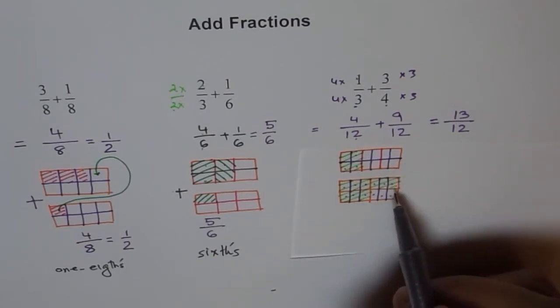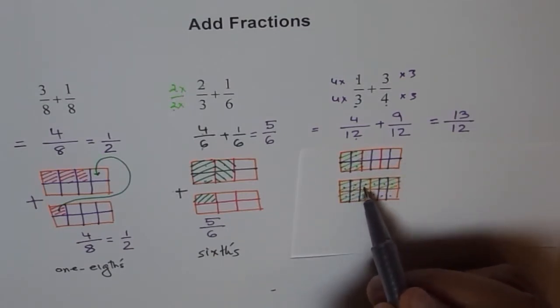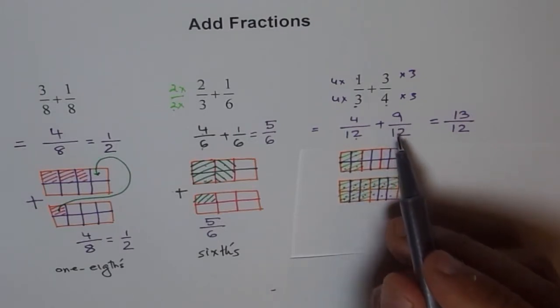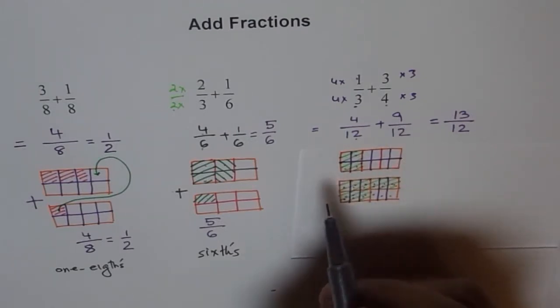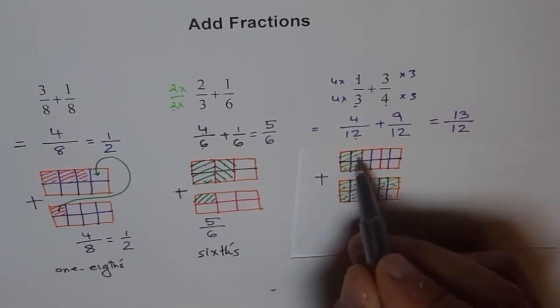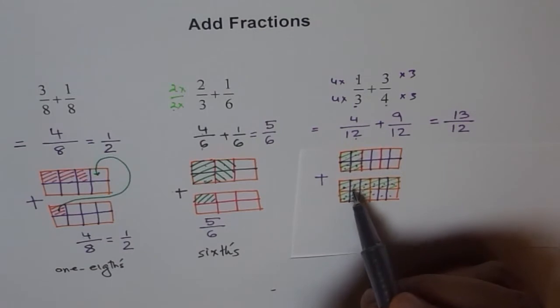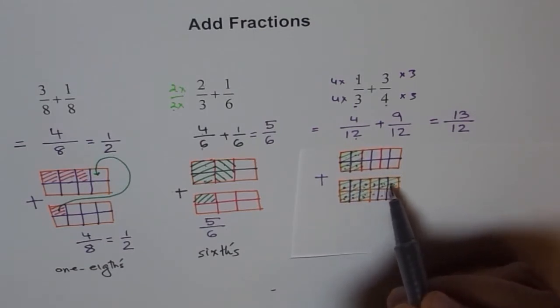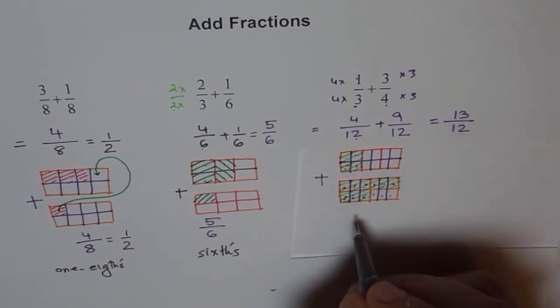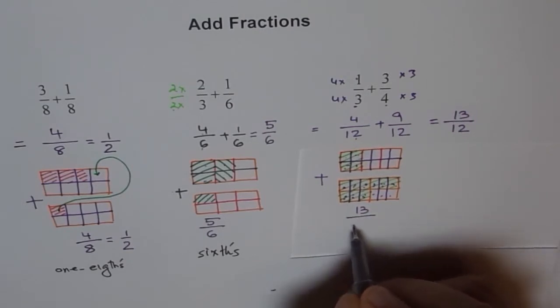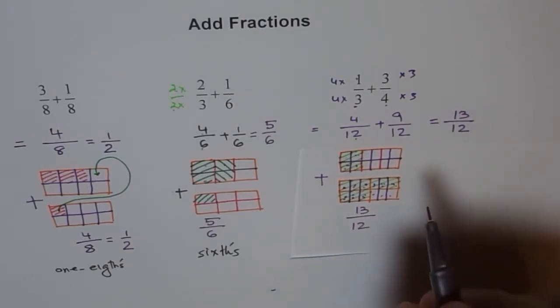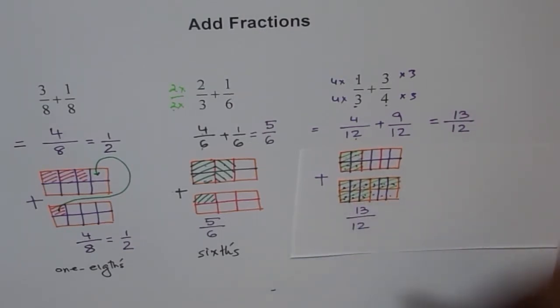Now how many are shaded here? 1, 2, 3, 4, 5, 6, 7, 8, 9. 9 out of 12. If you want to add them, then you have to count them all together. 1, 2, 3, 4, 5, 6, 7, 8, 9, 10, 11, 12, 13. So you get 13 out of 12. Do you see that? Now, what does 13 out of 12 mean?